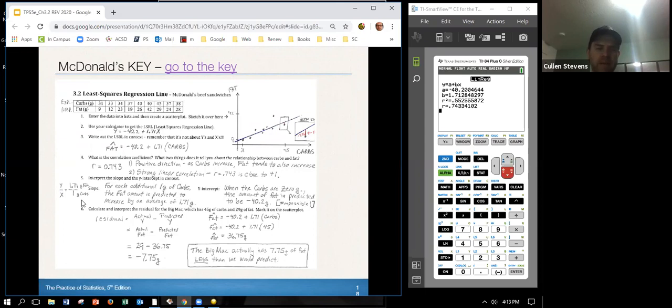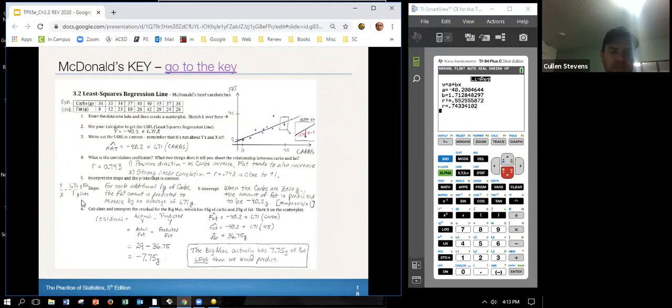What about the y-intercept? When the carbs are 0 grams, the amount of fat is predicted to be negative 40.2 grams. Now we know that's impossible, and sometimes I might ask you to interpret in context that when you have 0 carbs, there's actually a negative amount of fat. But that's what we have here. That's what the model tells us.